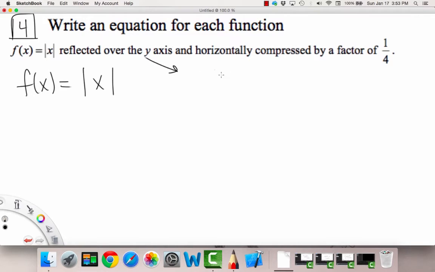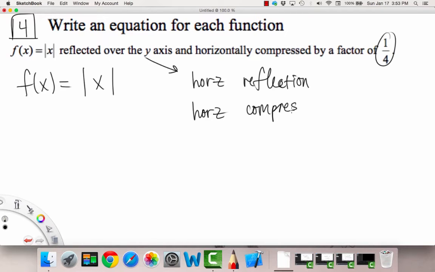So reflecting it over the y means that we have a horizontal reflection going on. Okay, so we have horizontal reflection, and we're also told that we're supposed to horizontally compress it by a factor of this guy here. Okay, and then we also have horizontal compression, which actually means that our b, the factor that we're going to have to multiply x by, is equal to the reciprocal of this guy. Okay, so that's going to be a 4.